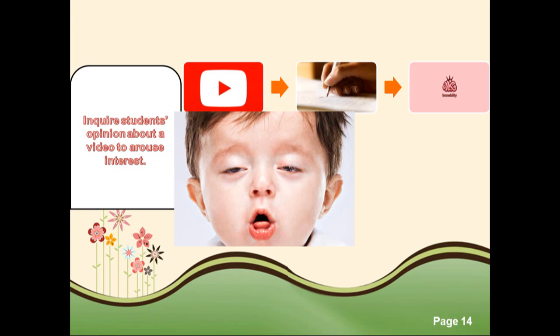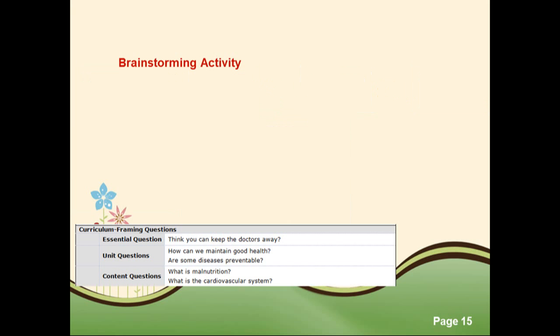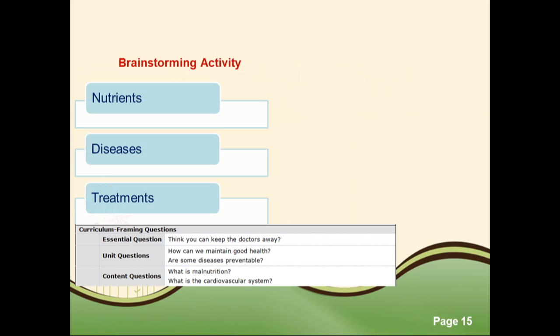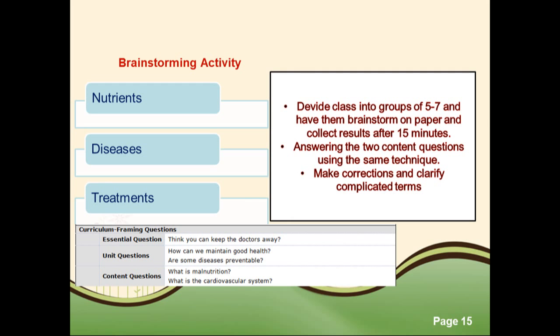This will contribute to answering the content question. The brainstorming activity comes next, with the students having to brainstorm about the three topics of nutrients, diseases, and treatment. And here is the method of brainstorming. Also, by the end of this part, the two content questions will be answered using the same technique, and I will make corrections for the students and clarify complicated terms for them.